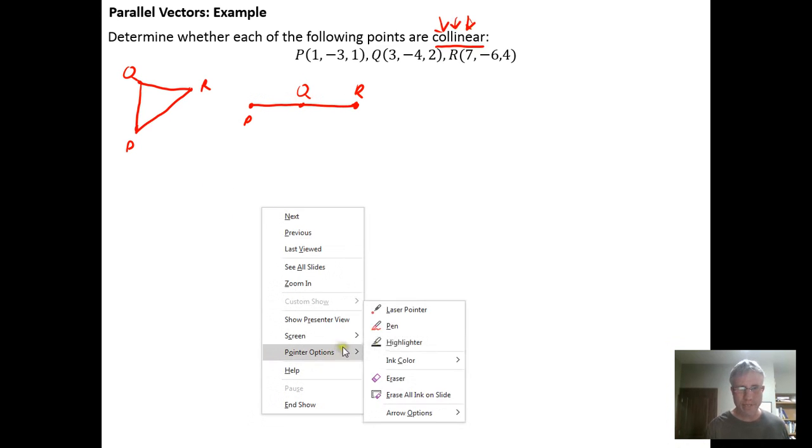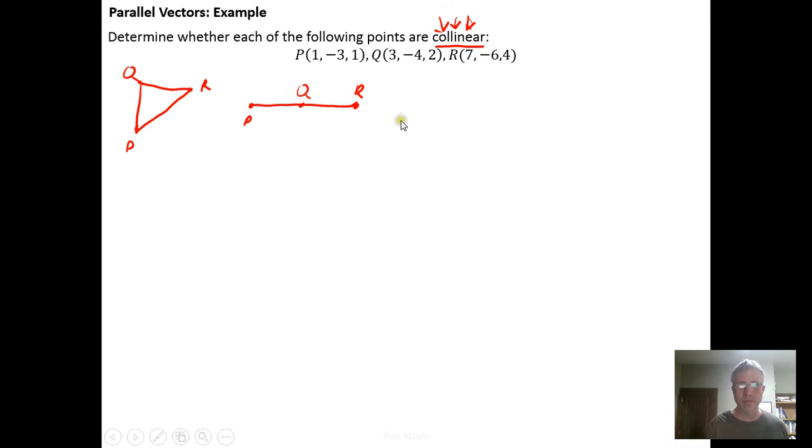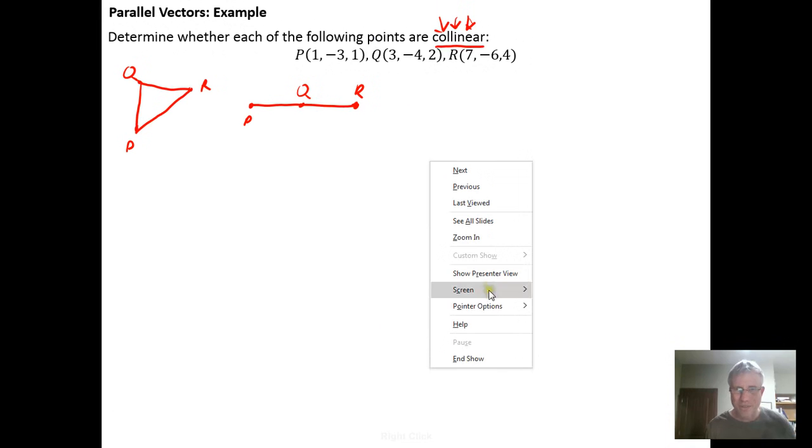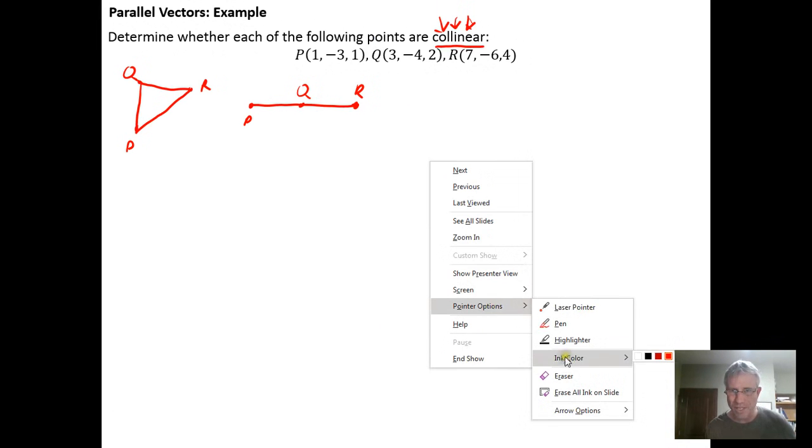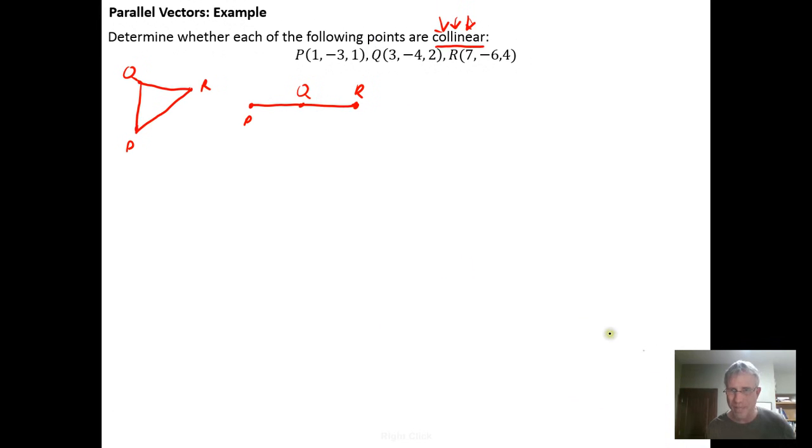So if I grab myself, pointer options, ink color, black, hopefully that got me the color black, and it didn't. Let's try this one more time. We go print, pointer options, ink color, black.